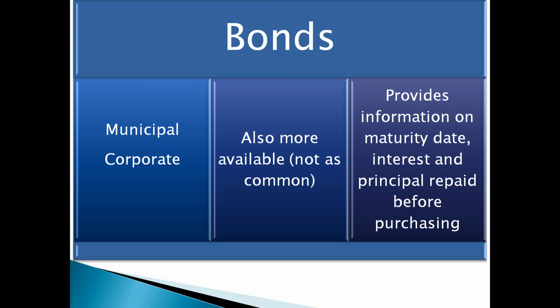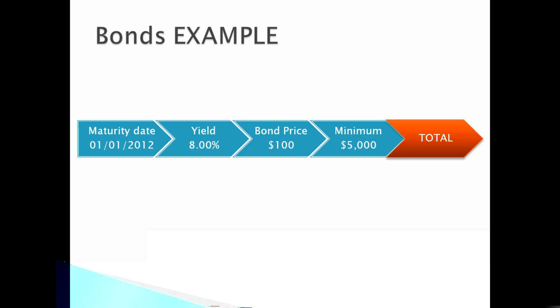What's nice about bonds is that before you purchase any bond, it will provide you valuable information such as the maturity date, the yield it pays, and the minimum investment. Therefore, you can use that information and, depending on your broker, an onboard calculator to find out exactly how much you will receive with that type of investment on the maturity date.